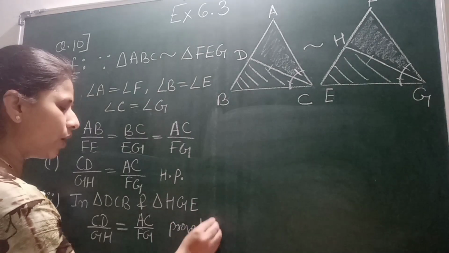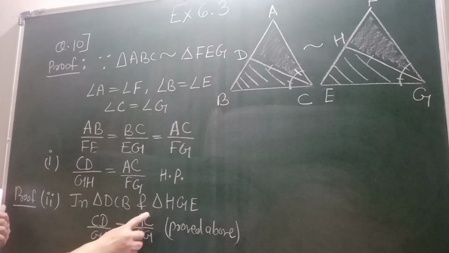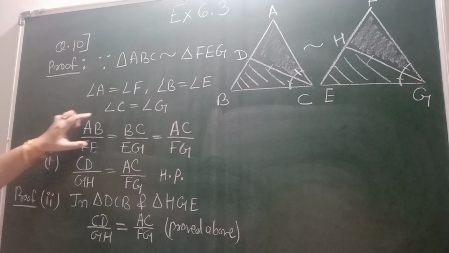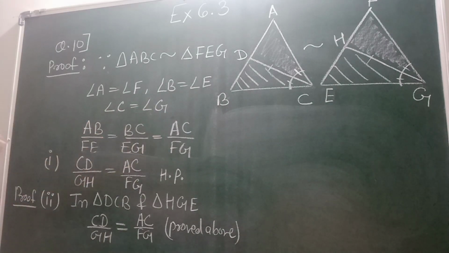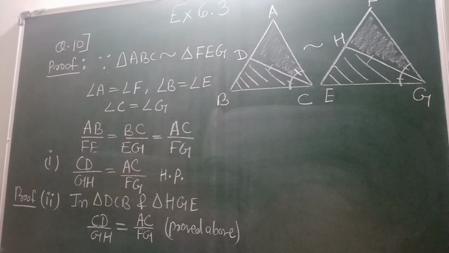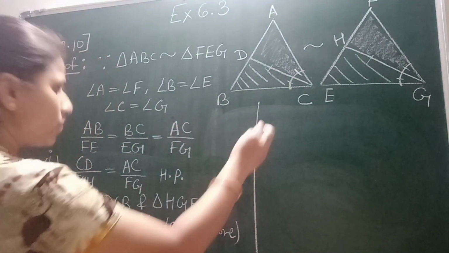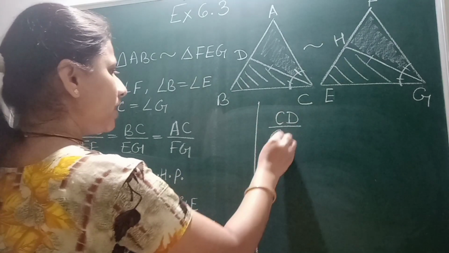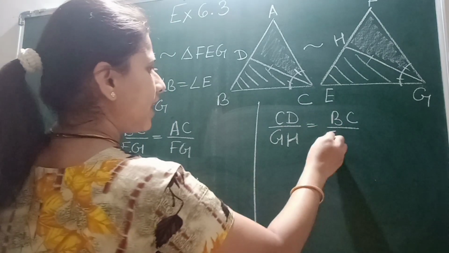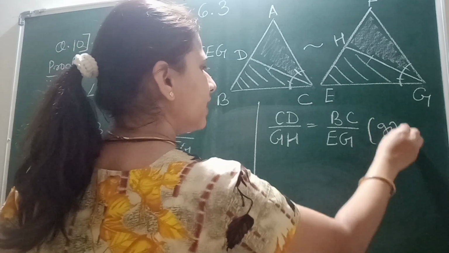Proved above. We earlier proved that CD upon GH is equal to AC upon FG. But according to the given part, AC upon FG is equal to BC upon EG, because it is given. So in place of AC upon FG, we can write BC upon EG. So CD upon GH equals BC upon what can we write? EG. Why? Because it is given.